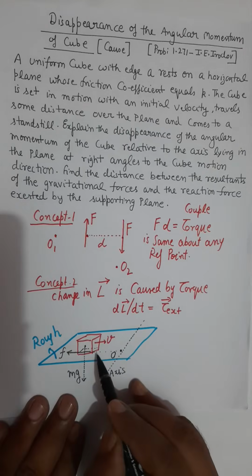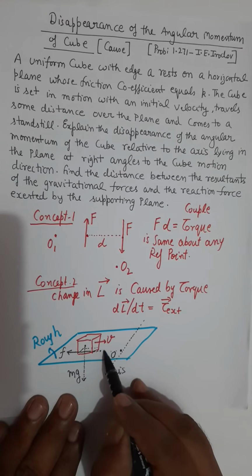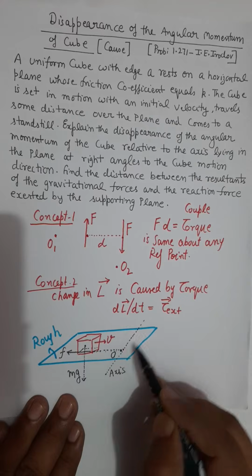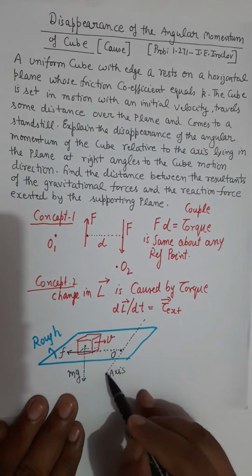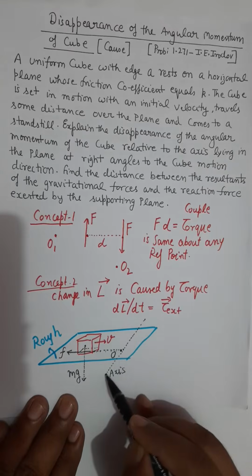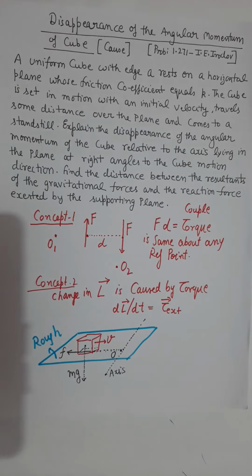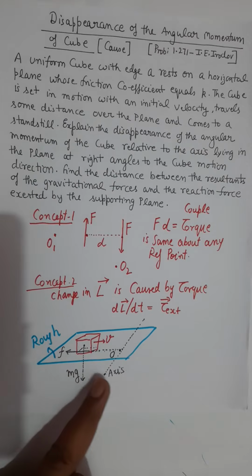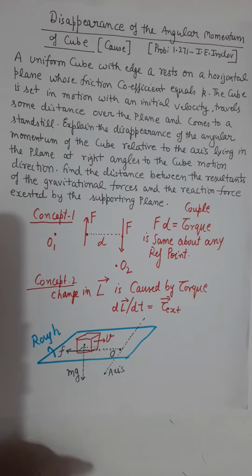then the force of friction will intersect this axis, and therefore the frictional force cannot produce any torque about this axis. It cannot. The frictional force cannot produce any torque about this axis, and the reason is that the line of the friction force is intersecting that axis.